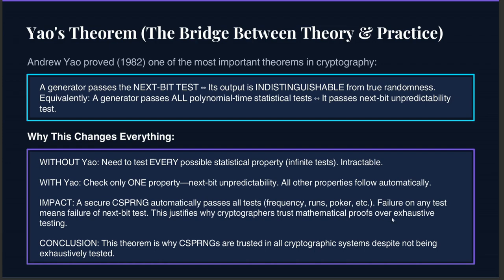The cryptographer no longer needed to rely on statistical testing alone. Instead, they rely on the mathematical proof of unpredictability. So this theorem forms the bridge between the practical test and the theoretical test, and this is one reason modern cryptography became mathematically rigorous. But even after understanding Yao's theorem, many people make one dangerous mistake.